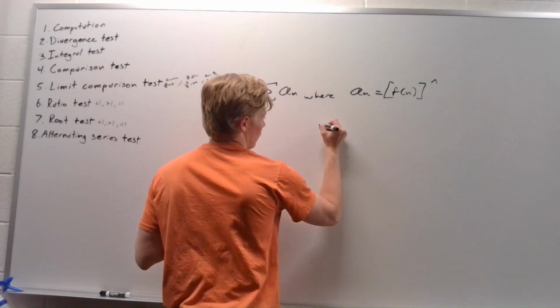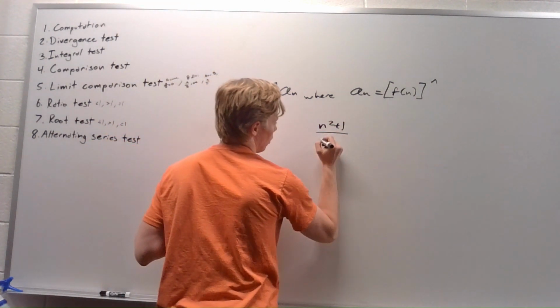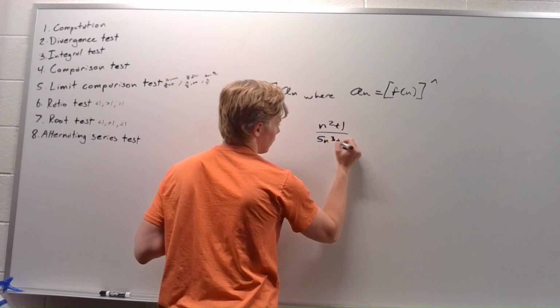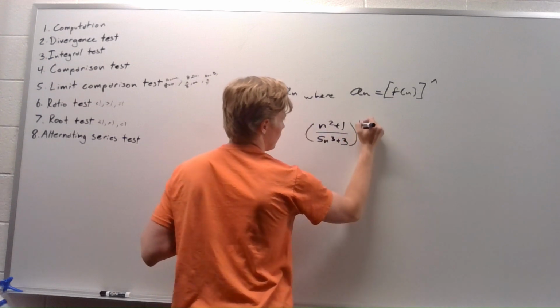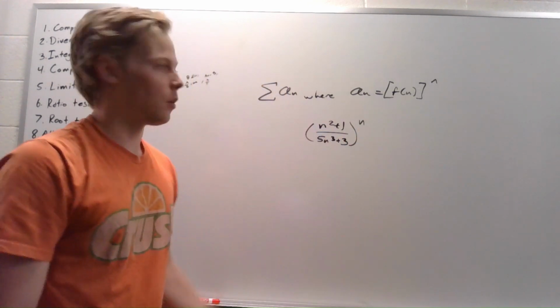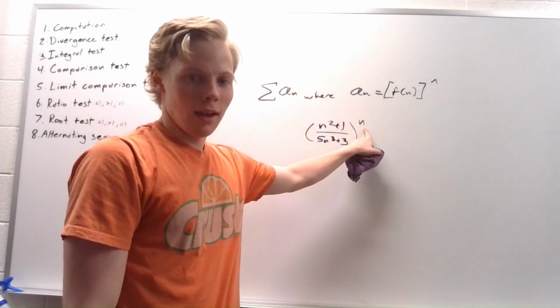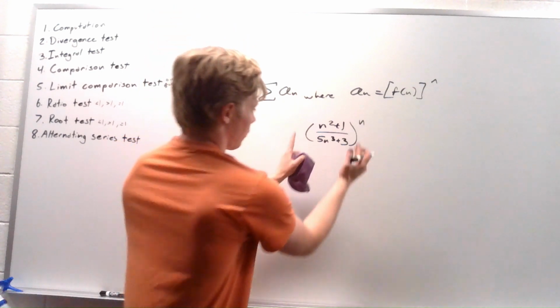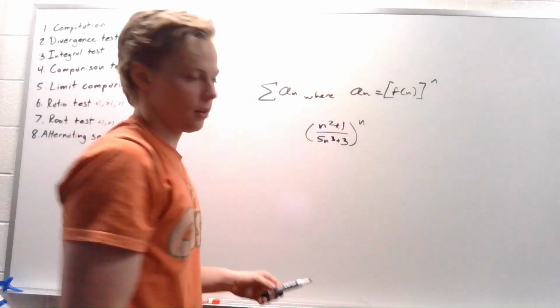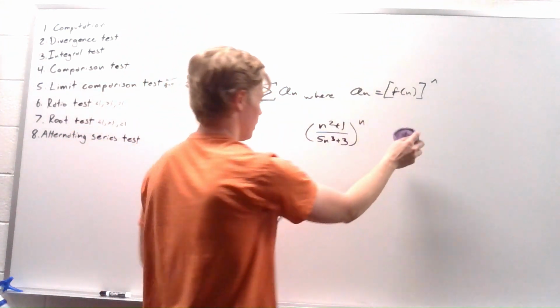Like if we have n squared plus 1 over 5n cubed plus 3, and all of that to the n, I don't even know where I'd start with that. But luckily, you get to ignore the n there. You just get to focus on the f of n, because that's all that matters in this case when n is equal to infinity.